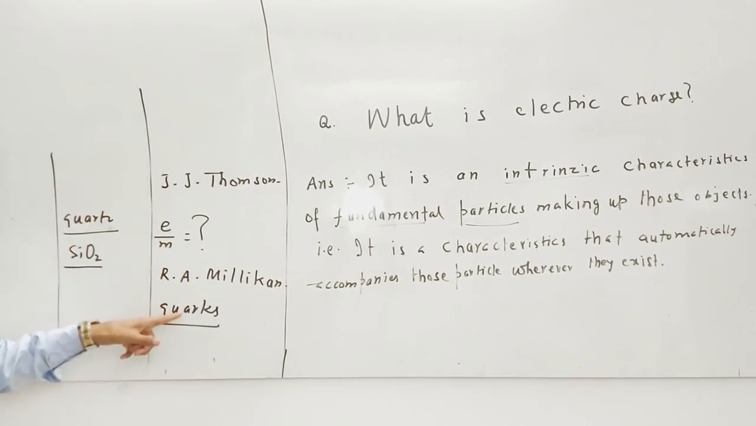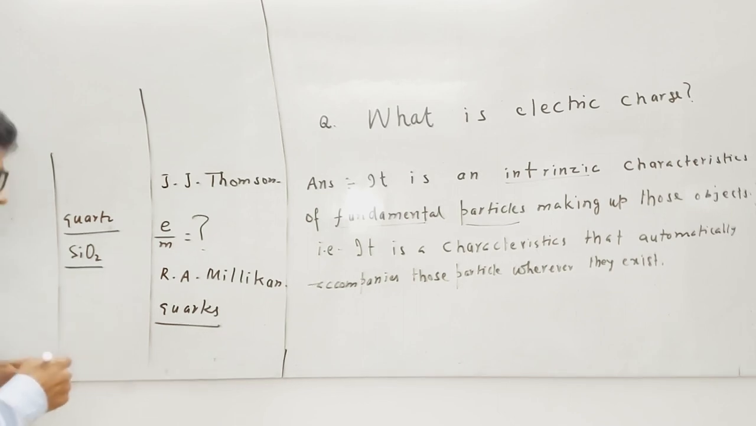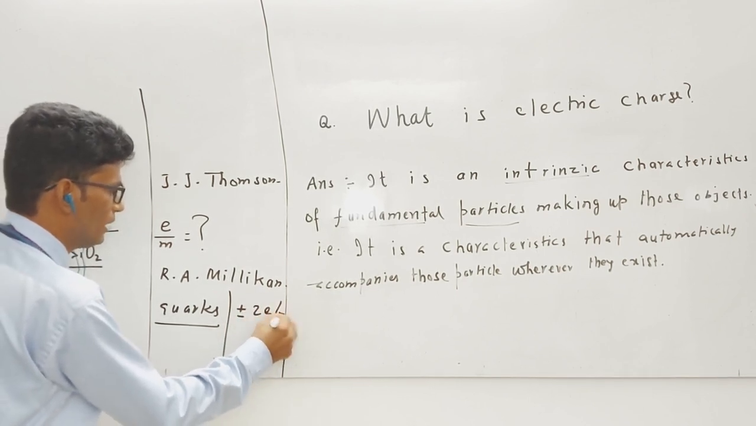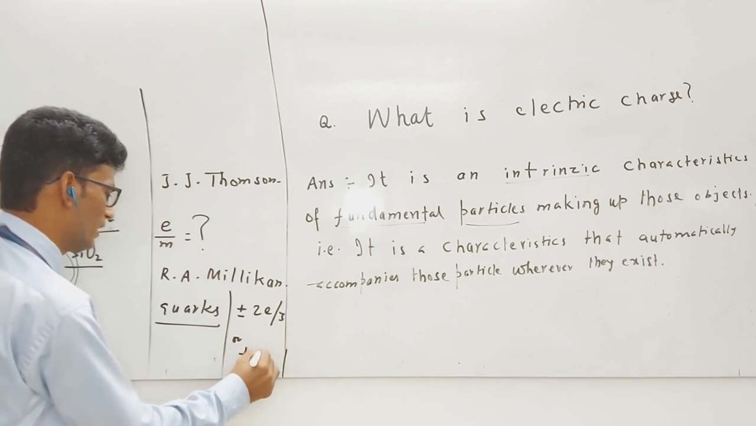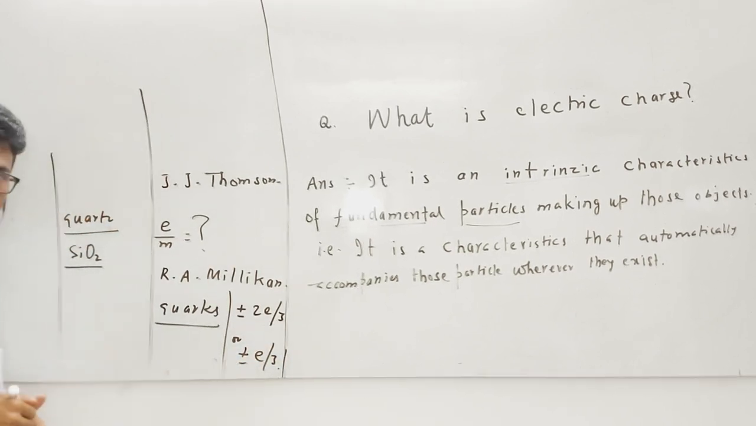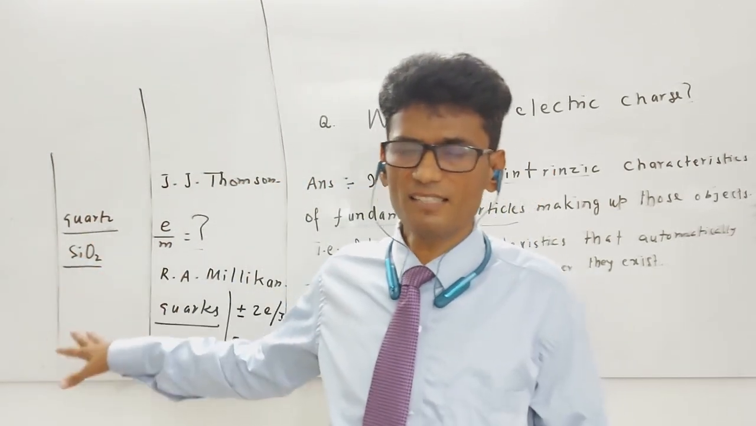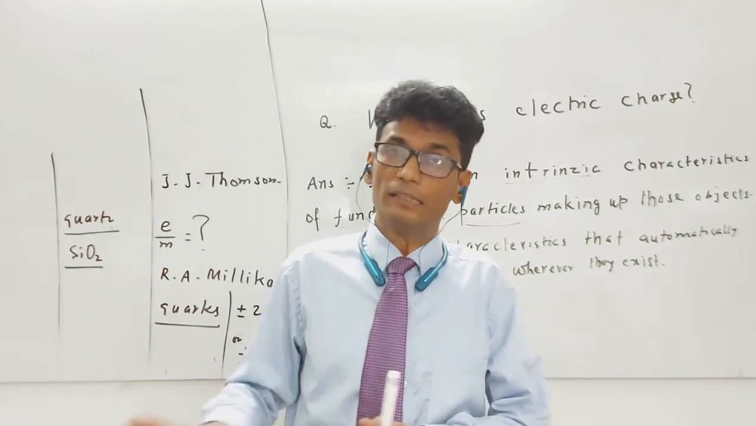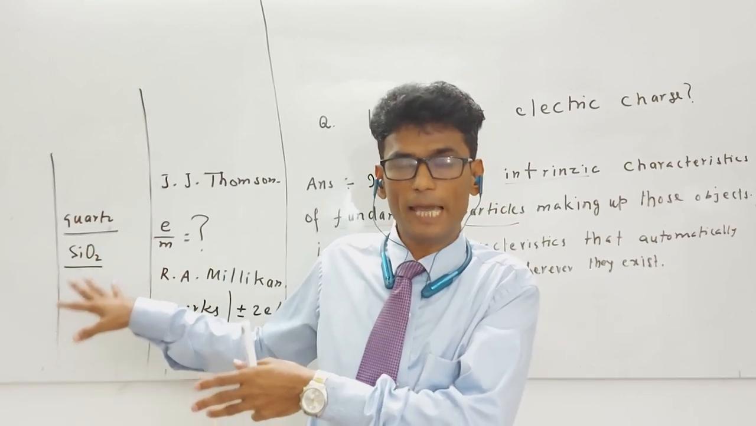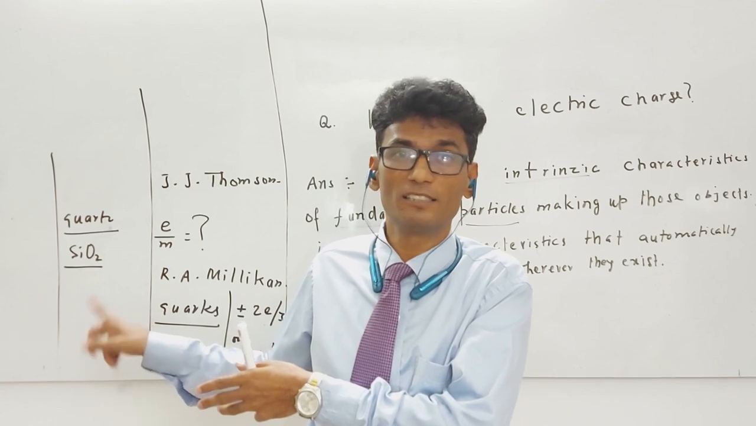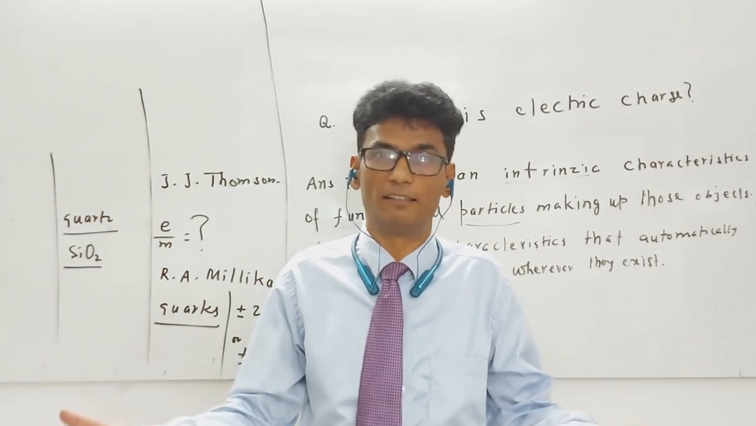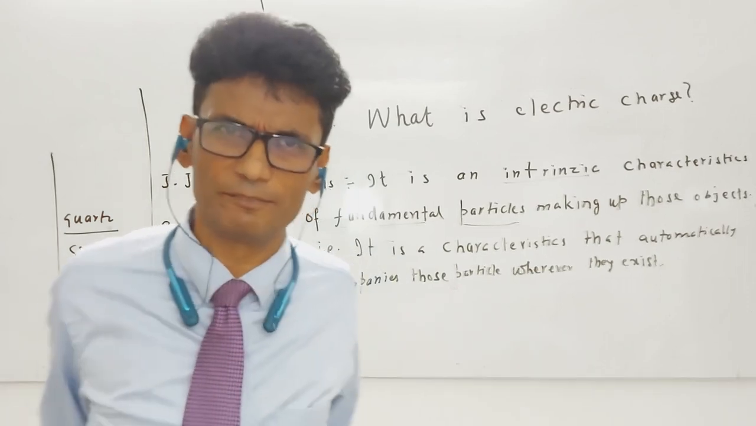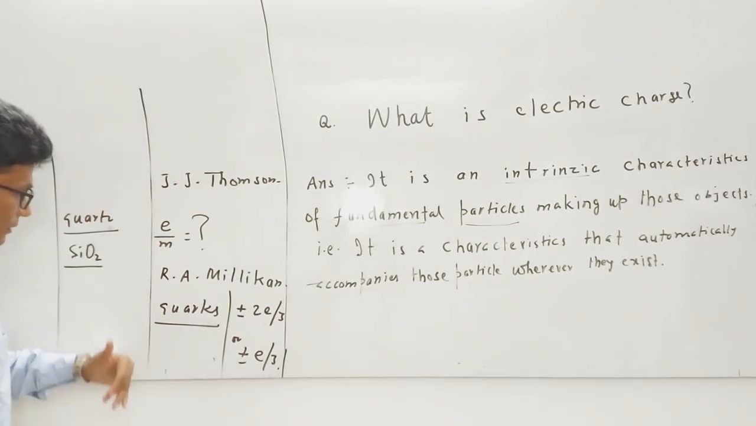So it is quark, not quartz. Scientists have found quarks have charges plus minus 2e by 3 or plus minus e by 3. But unfortunately, their existence outside the nucleus is till date not possible. However, these are experimentally proved, so we have to admit it. But inside the nucleus, not outside the nucleus. Later on, what will come out? Right now it is a mystery, but let us see what happens in the future.